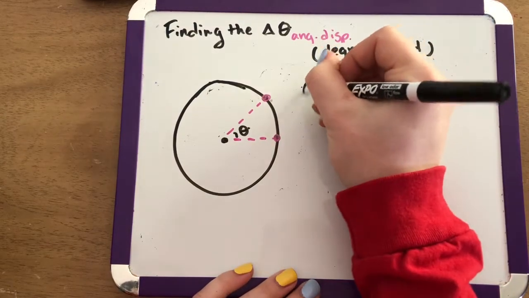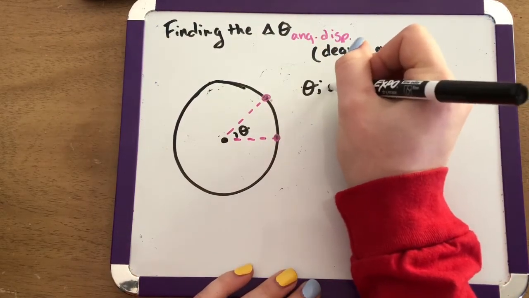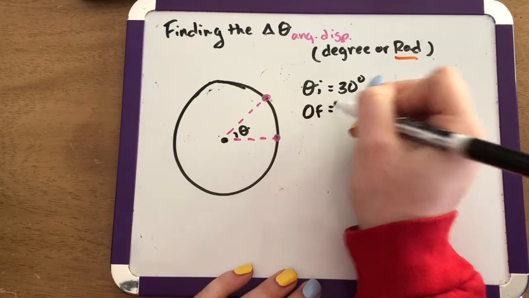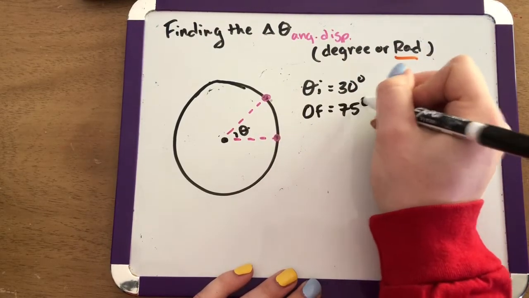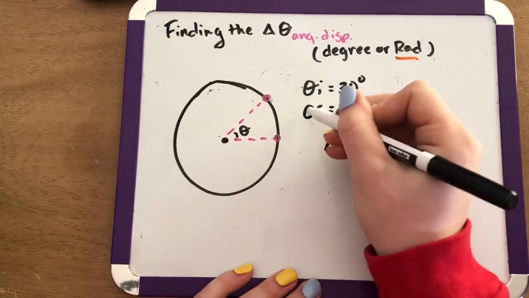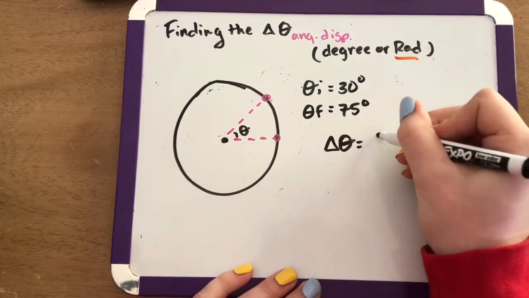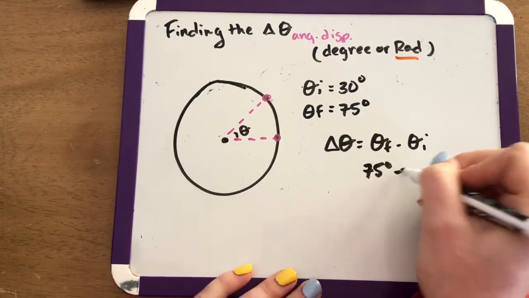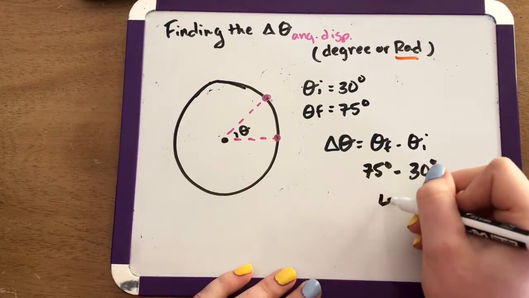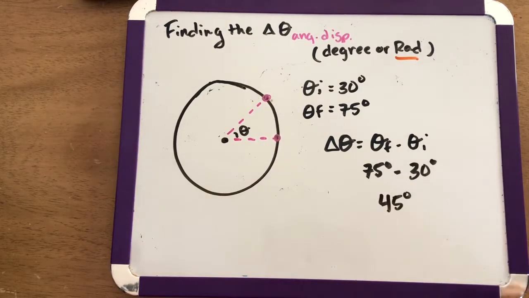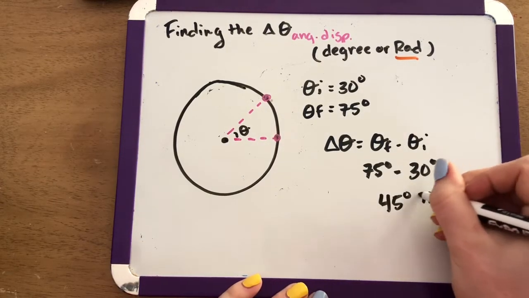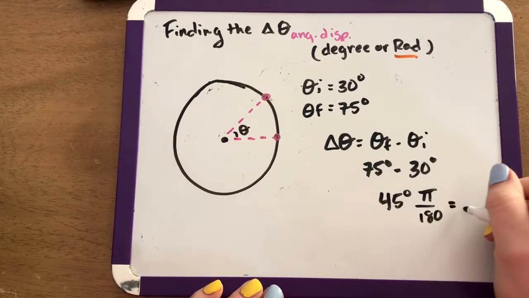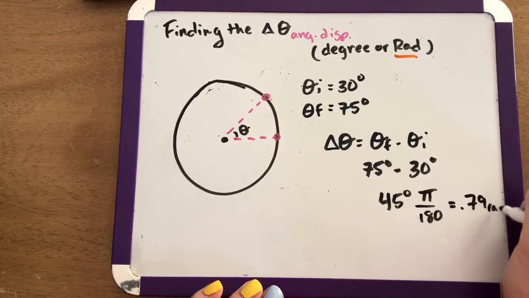Okay, so let's say that we're given the initial position and final position. So the initial position is an angle of 30 degrees. The final position is an angle of 75 degrees. Like any equation with a delta, we're going to subtract the final minus the initial position, which will give us 45 degrees. Now we want that in radians, so we're going to multiply by pi over 180. This gives us 0.79 radians.